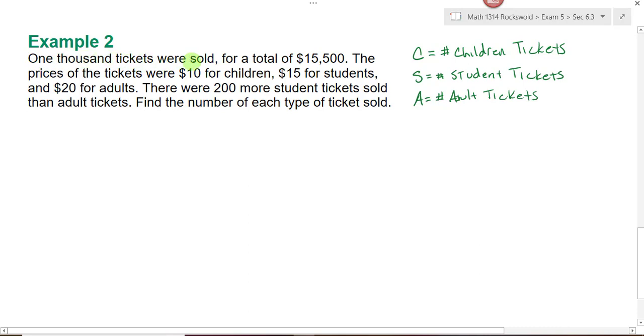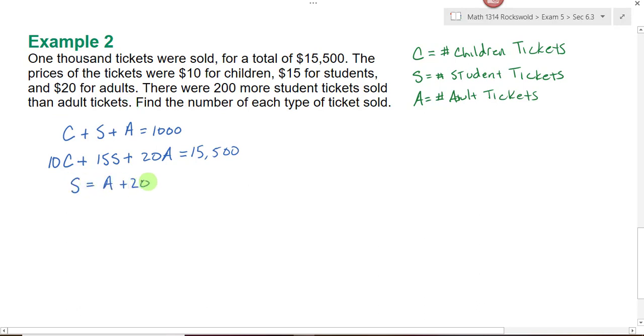We're told that a total of 1,000 tickets were sold. So that means the number of children's tickets plus student tickets plus adult tickets is equal to 1,000. Also, we were told that a total of $15,500 was made. So I take the price of a child ticket times the number of children's tickets sold, plus the price of a student ticket times the number of student tickets sold, plus the price of an adult ticket times the number of adult tickets sold, and that must be equal to 15,500. And then lastly, we were told that there were 200 more student tickets sold than adult tickets. The number of student tickets would be equal to the number of adult tickets plus 200.